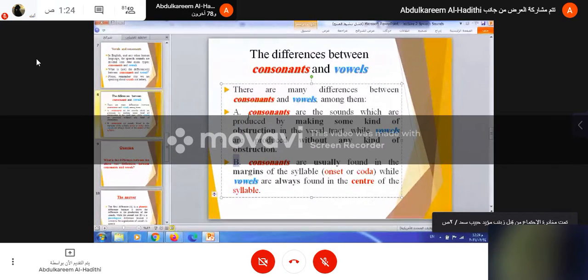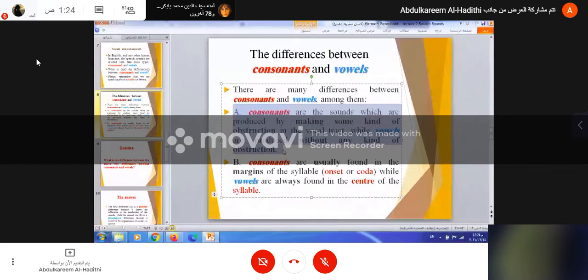Point A says consonants are produced by making an obstruction, vowels are produced without obstruction. This difference is a phonetic difference. Phonetics is the science that deals with the production of speech sounds, the perception of speech sounds, and the physical characteristics of speech sounds.